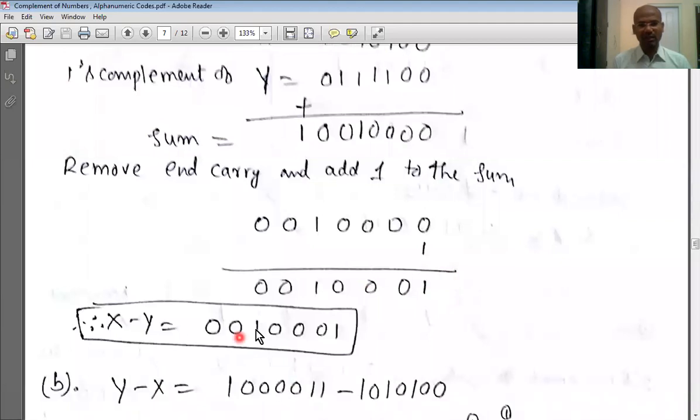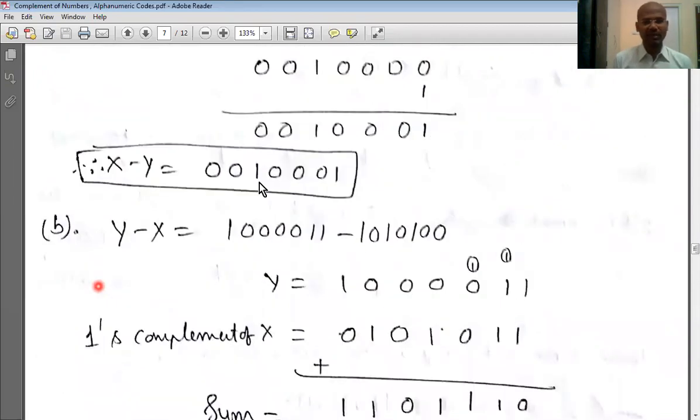So this is our x minus y. If you don't add this 1 to the LSB, then the answer will be 1 short of the actual answer. So this is a correction, right? So this is our answer.